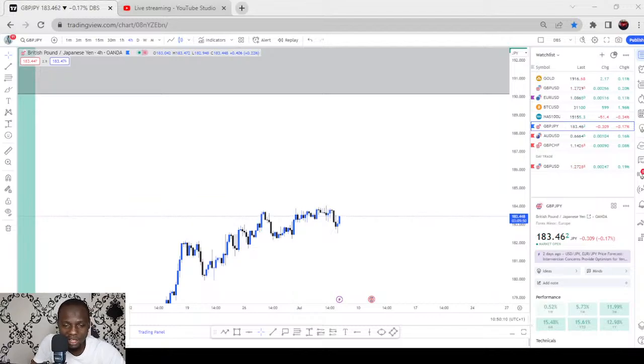The only thing that can affect the GBP JPY, based on knowledge, is if we spot a chart pattern that shows a reversal. But right now, we keep looking at it, there's no reversal pattern. This market is flying to the upside.